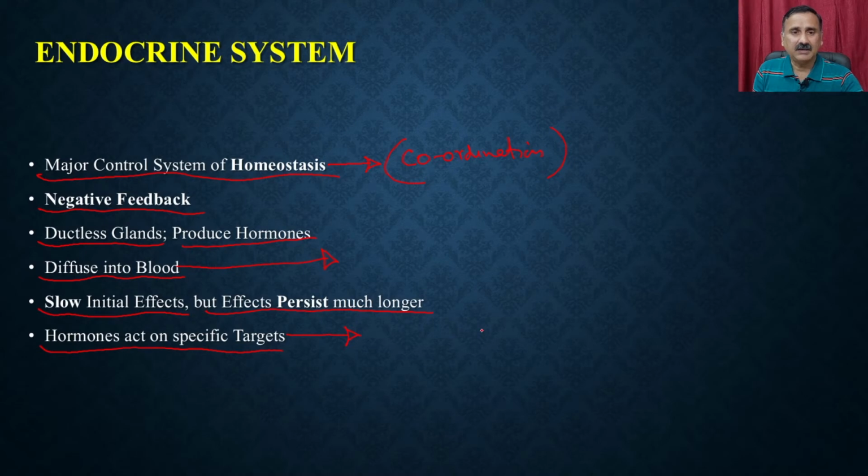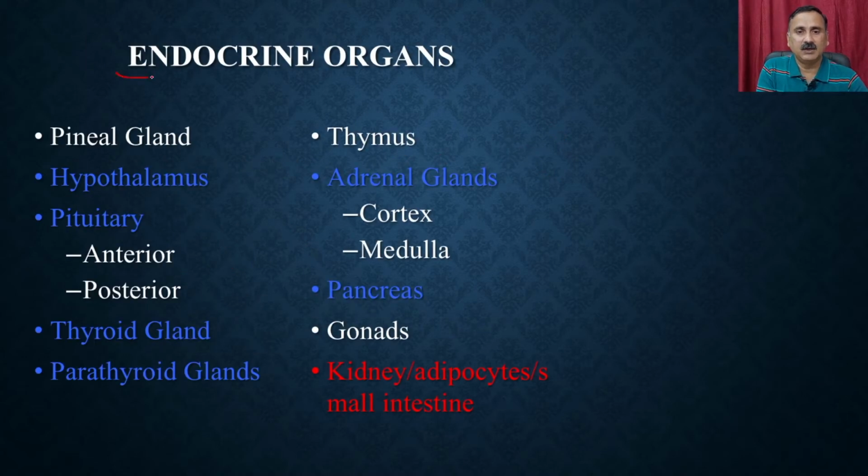So these are some of the endocrine organs which are maintaining the endocrine functions. You have the pineal gland, we have the hypothalamus, then we have the pituitary. Within the pituitary, you can have the anterior pituitary or the posterior pituitary. Then we have the thyroid gland, the parathyroid glands, thymus, and adrenal glands. Within the adrenal, you have the adrenal cortex or adrenal medulla. Both are involved in the secretion of different types of hormones.